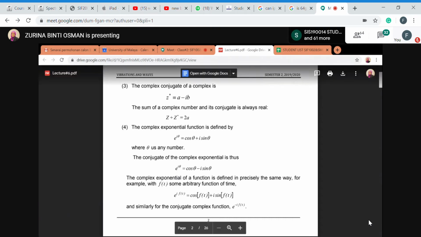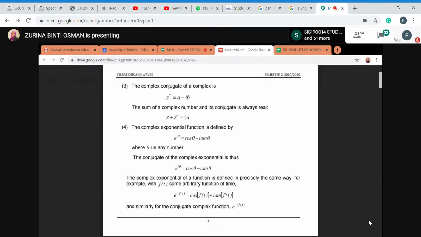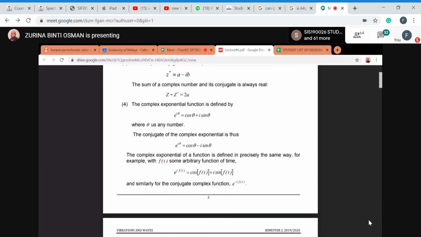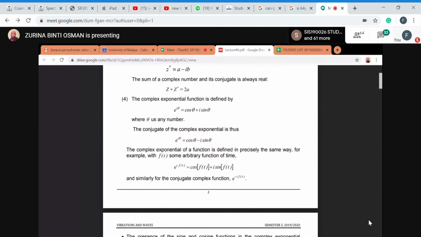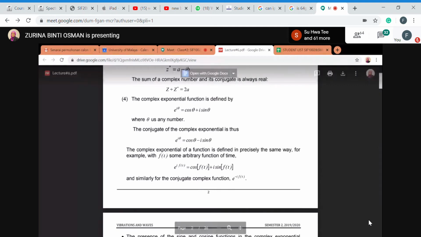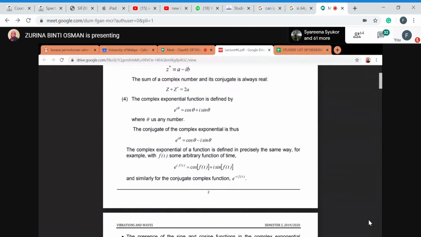And the same, the conjugate of the complex exponential is given with the difference here. So for the conjugate it becomes minus. Then the complex exponential is defined in precisely the same way for a function f as a function of t, for some arbitrary function of time. Therefore, now we replace f(t) in the θ here. So your function will be like this, and as usual, for the conjugate, it becomes like this.